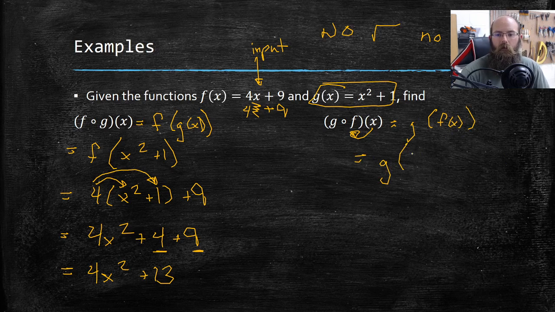What is f of x? That's 4x plus 9. I'm plugging all of that into g now. And what's g say to do? My thing squared plus 1. What's my thing?